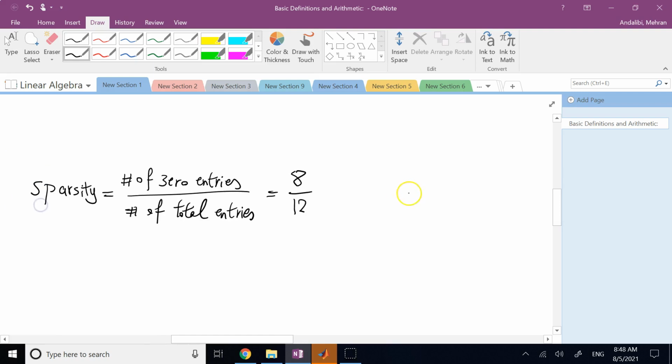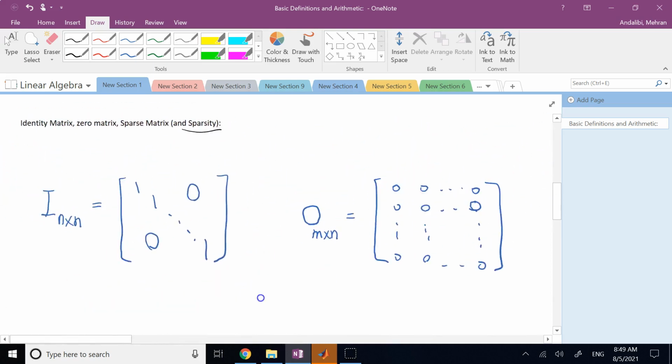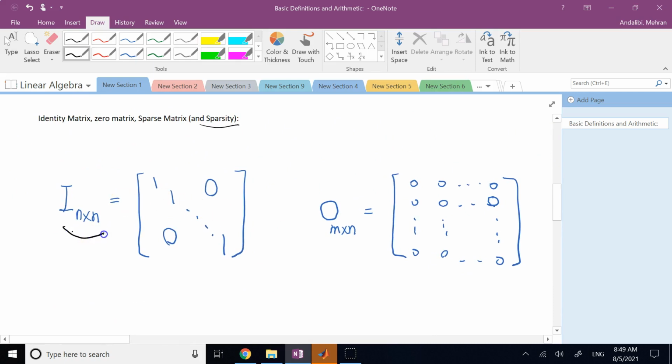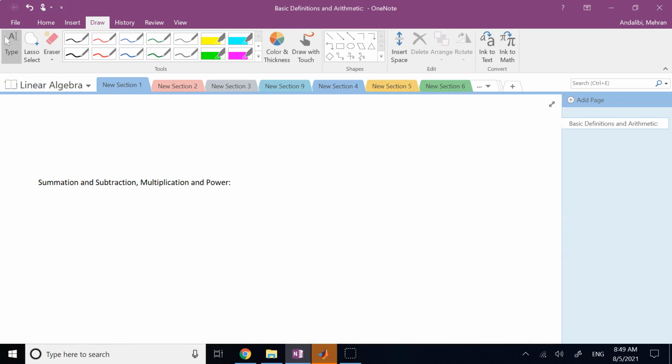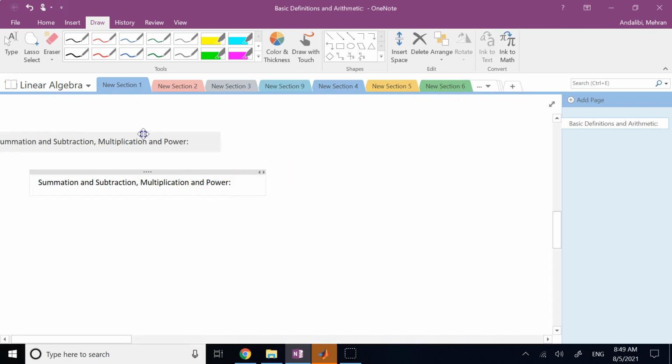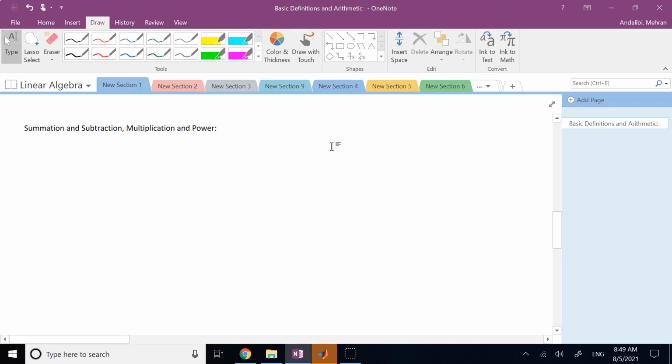And if a matrix is not sparse, in general, we call it what? So opposite of sparse, we call it dense. So just another terminology for you. Okay, now I'll tell you in a minute what's special about these two matrices, I and O, okay? The zero matrix and the identity matrix. But the sparse, I told you, the main thing about it is the storage of it does not take a lot of memory. So now let's look at the arithmetic of matrices and see how we can add matrices, how we can subtract, multiply, and raise them to the power.